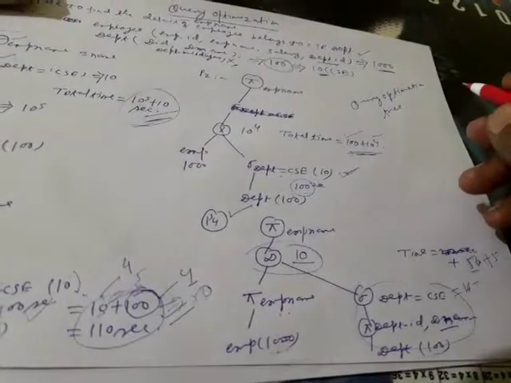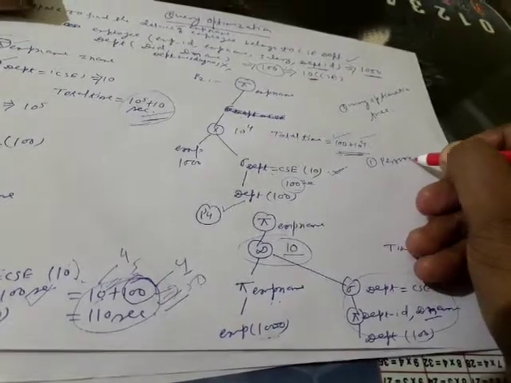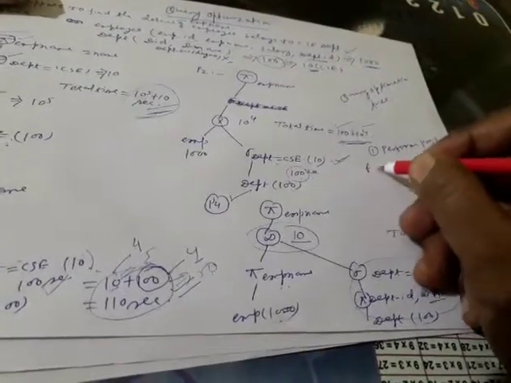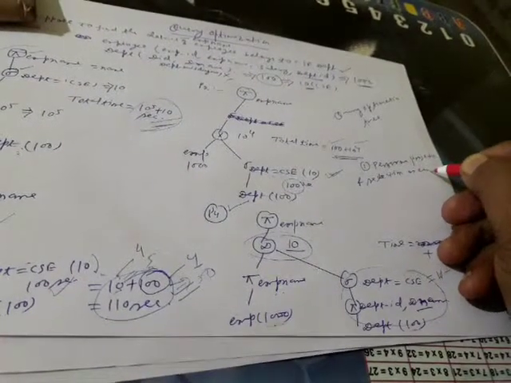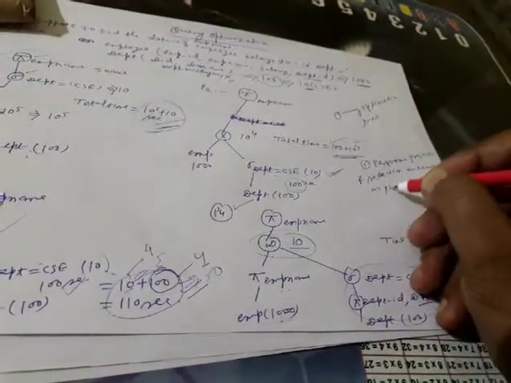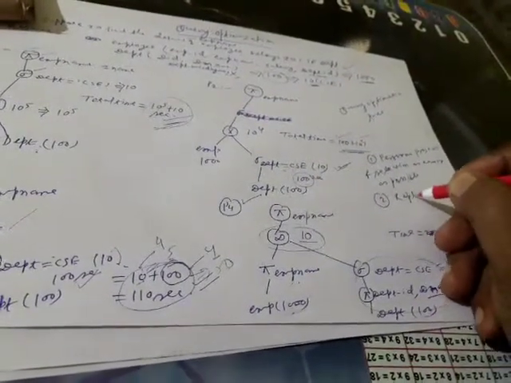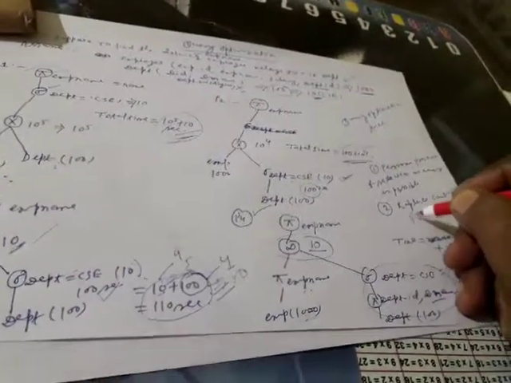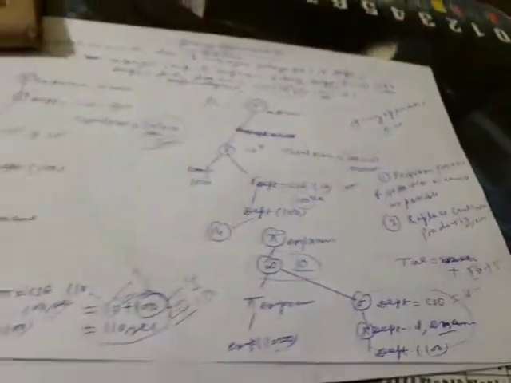So what inference are we getting here? Perform projection and selection as early as possible, and second, replace Cartesian product by joining. If I go in this way, I can say that we can optimize the query.